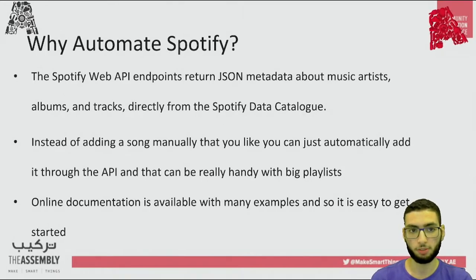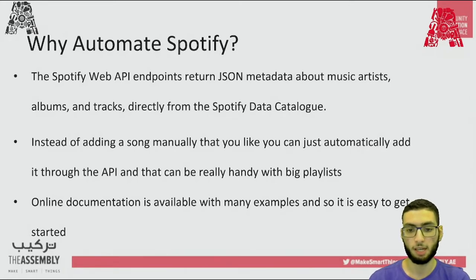Why should we automate Spotify? The Spotify web API endpoints return JSON metadata about music artists, albums, and tracks directly from the data catalog, which makes manipulating, adding, and searching for tracks really easy. And also, instead of adding a song that you like manually, you can just automatically add it through the API, which can be really handy with big playlists. There's also online documentation with many examples, which makes it easy to get started.